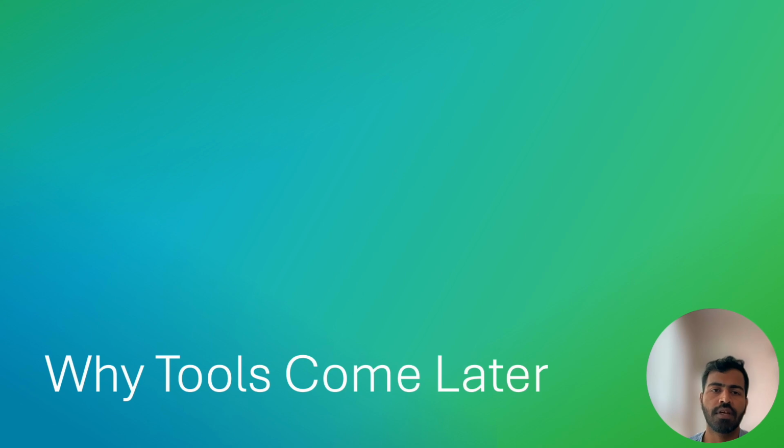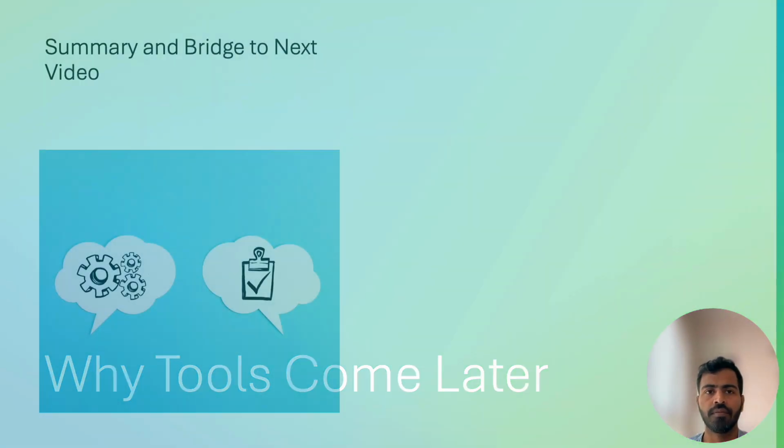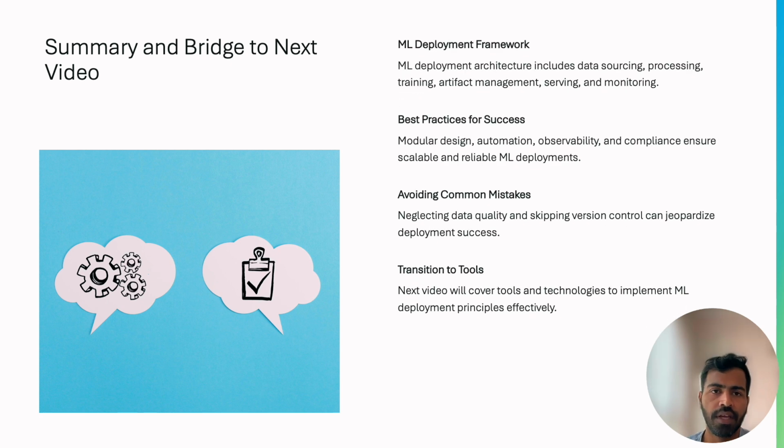So why do tools come later? Well, cloud tools implement this architecture, but tools change. Architecture principles do not. That is why tools come later. So in summary, ML deployment architecture is a multi-layered framework that transforms trained models into operational assets. It encompasses data sourcing, processing, model training, artifact management, serving, and monitoring.